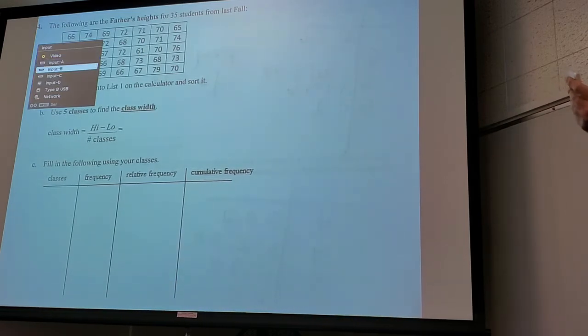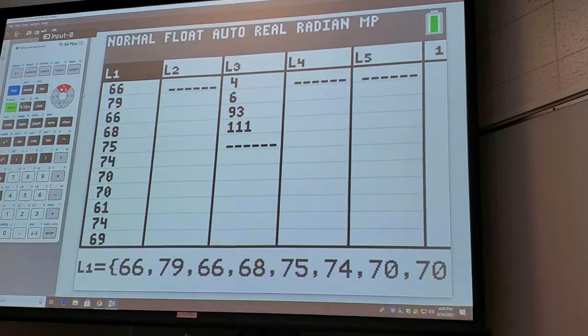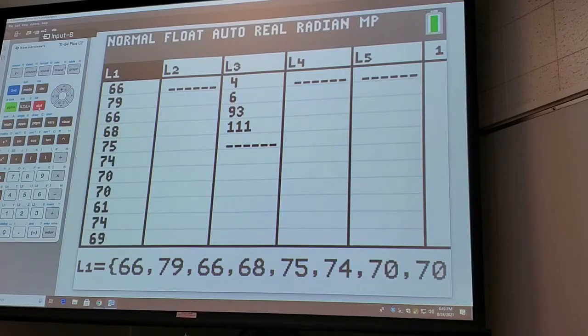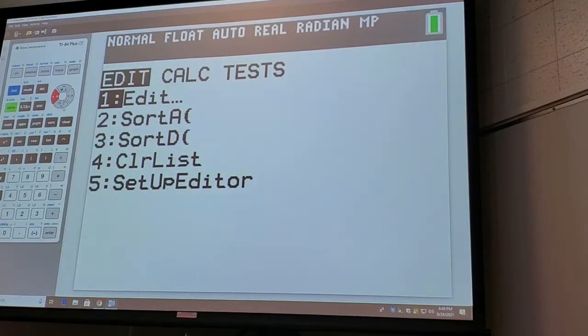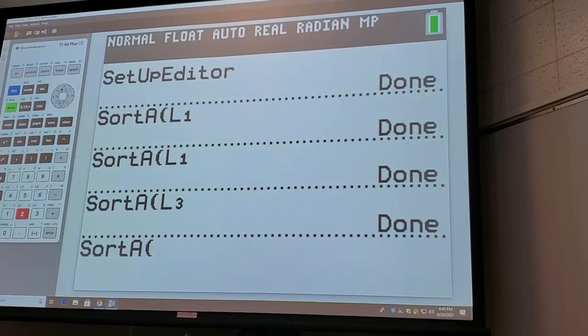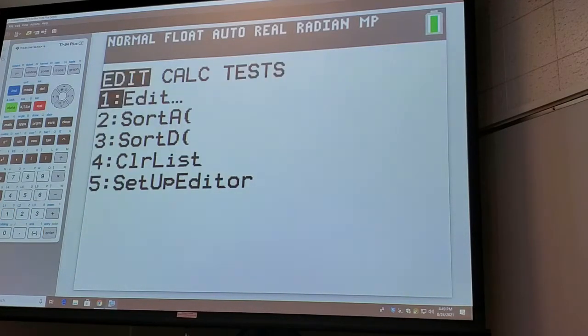So just to remind you guys how this works. I go to stat, count, gather. No, we're not there yet. Stat, sort. You can actually just hit the number 2 also. Bam. Sort list 1. Enter. And now it's all sorted. Let's see if it looks the same as yours.